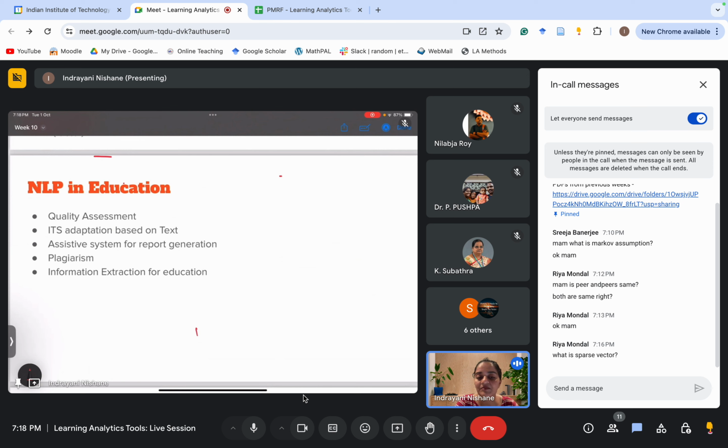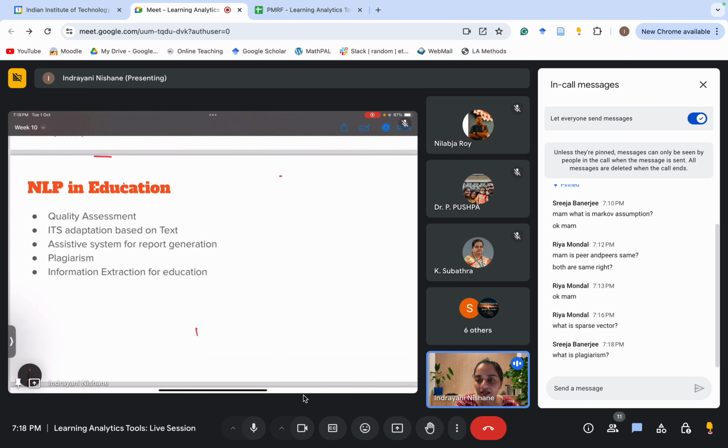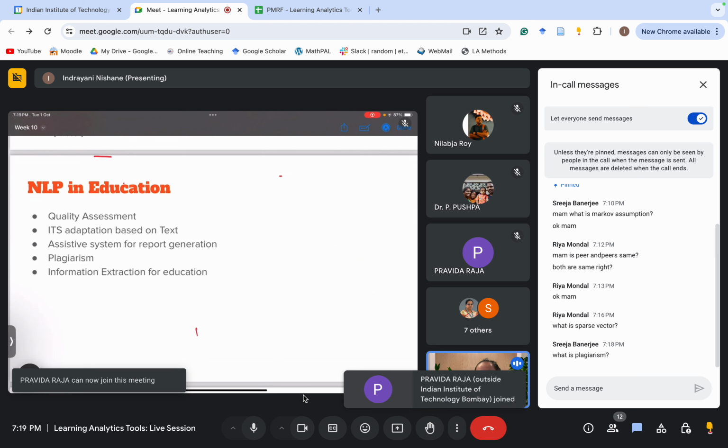We can identify the misconceptions from their answers using NLP tools. Then report generation can be done, the summarization of our assessment or our analysis can be done using NLP. Of course, plagiarism: if that particular text is copied, we can match it against the text which is already available. So for plagiarism we can use NLP.